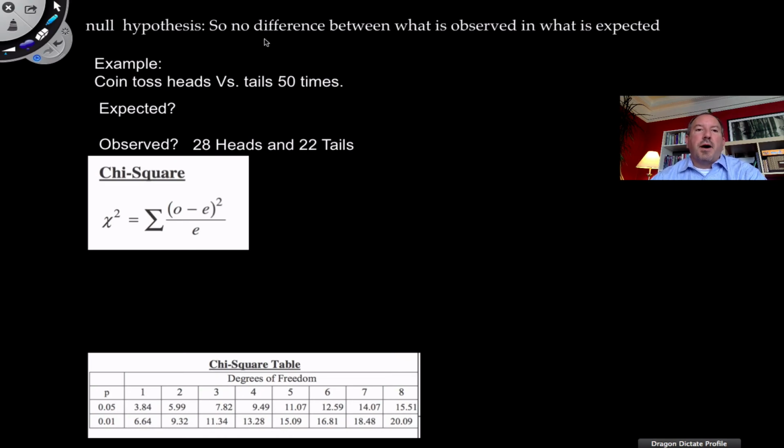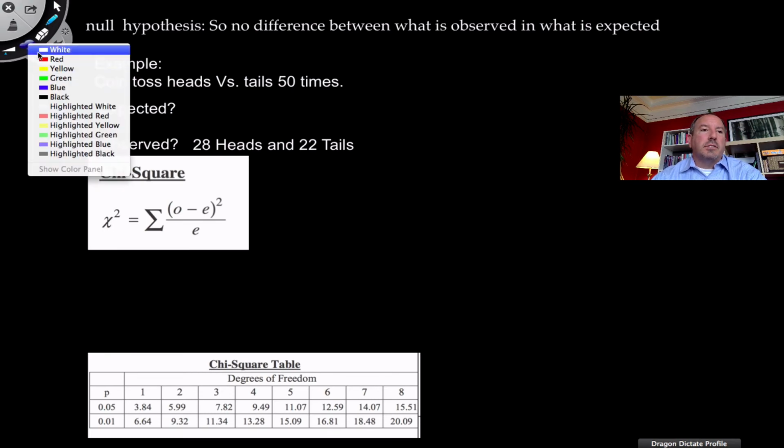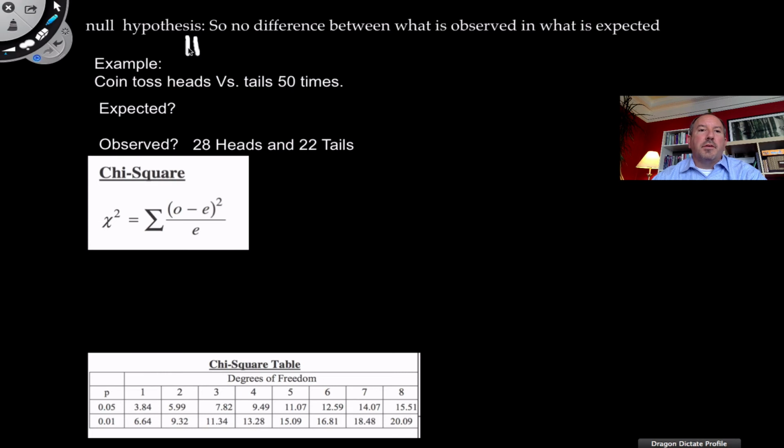So the null hypothesis means there's no difference between what's observed and what's expected. Okay, this is the null hypothesis. So again, if we flip a coin, let's do something different. Let's flip the coin 50 times. If we flip heads and tails 50 times, what do we expect? We expect 25 heads and 25 tails. Okay, so that's the heads and this is the tail. This is what we expect. This is the little e.